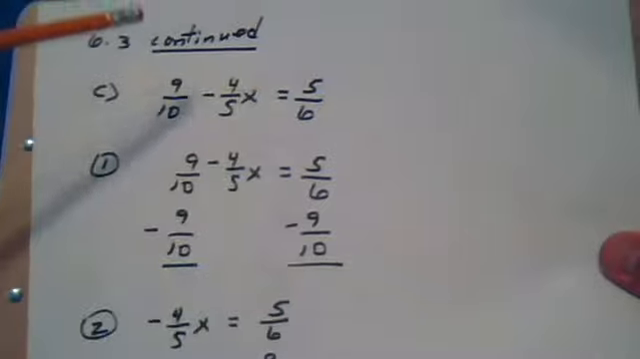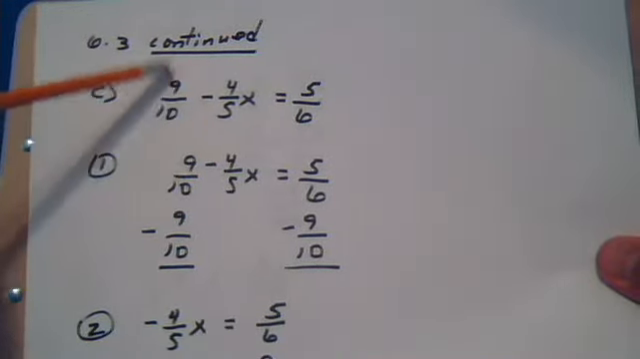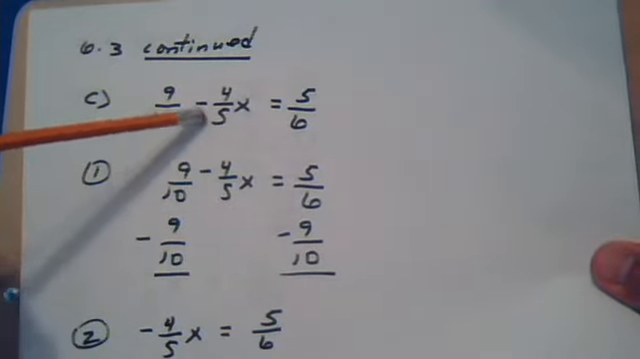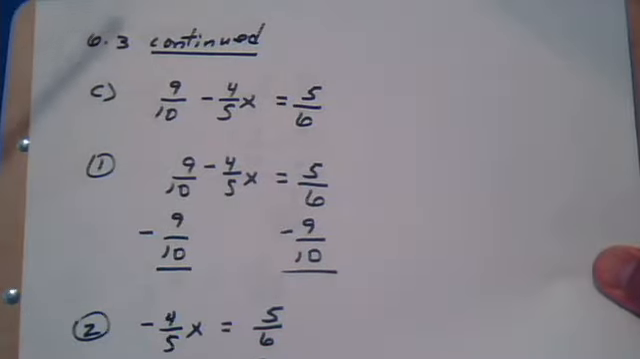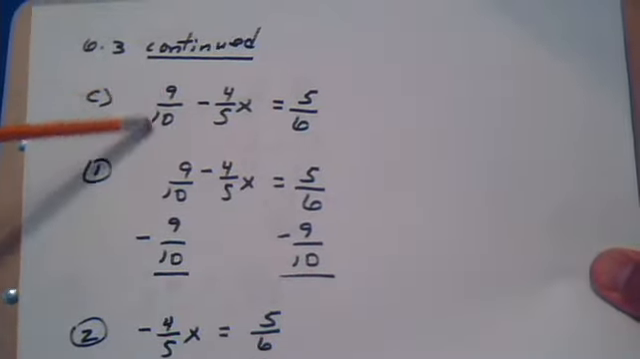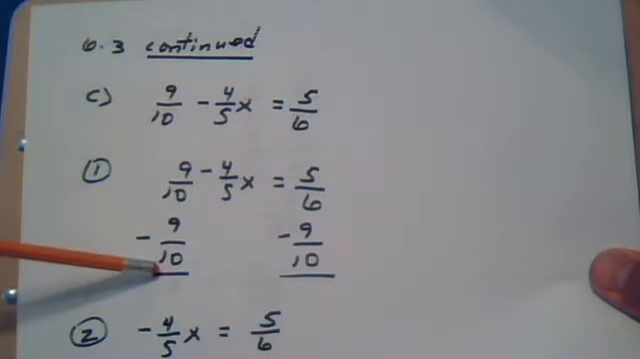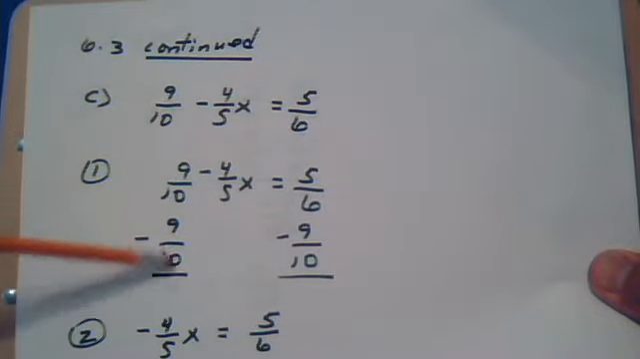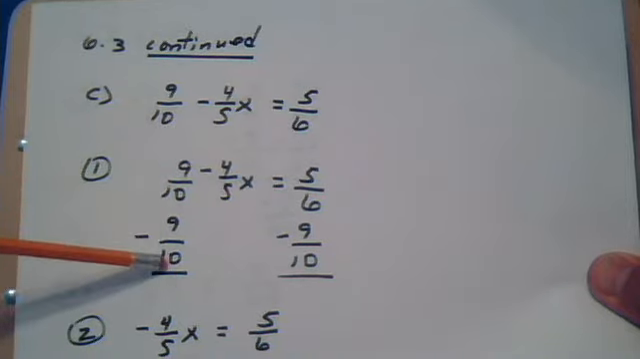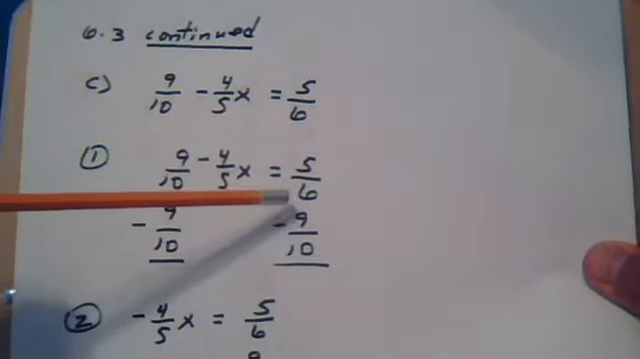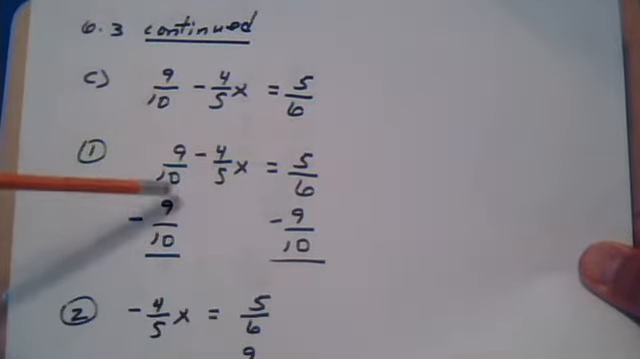For C, I need to move this 9 over 10 over and then come back for this negative 4 over 5 and move it over. So we do one at a time. So let's cancel this 9 over 10 from this side by subtracting a 9 over 10. This cancels to 0. But if I subtract 9 over 10 on this side, I have to subtract 9 over 10 on the other side. So this cancels to 0.